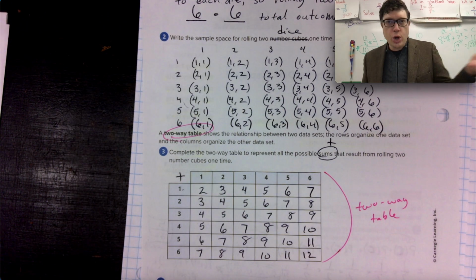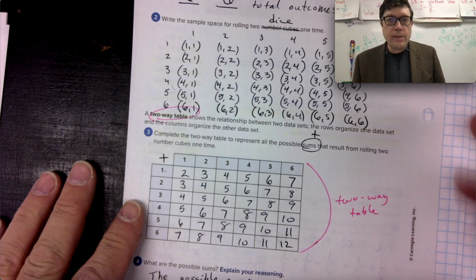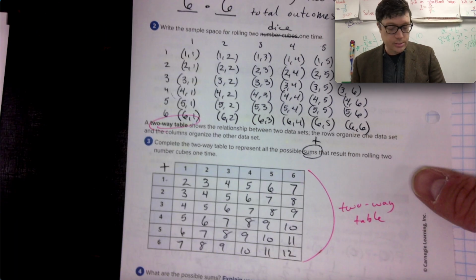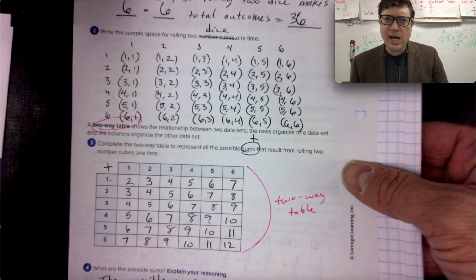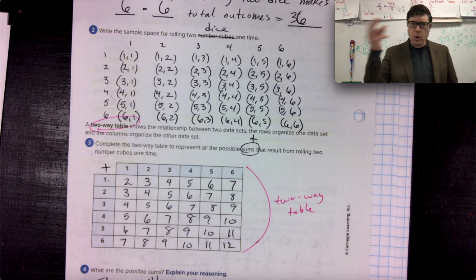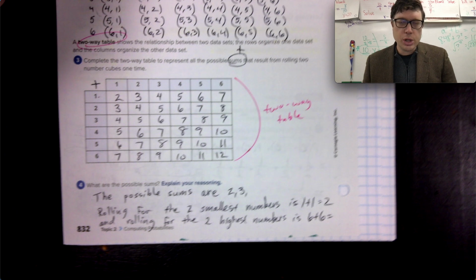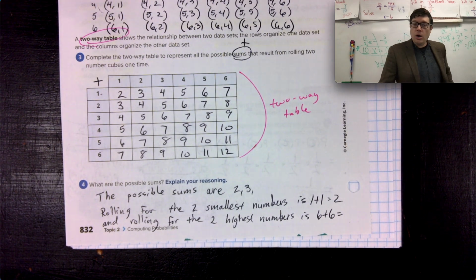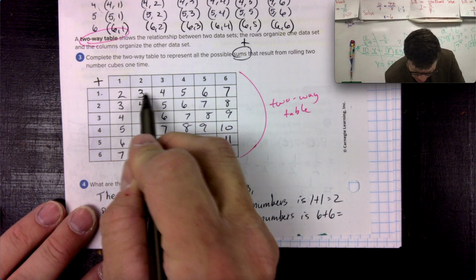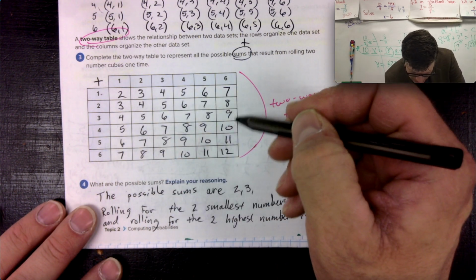Now that you know what that is, you're going to be able to create your own in science class, history class, whenever you have to organize or categorize numbers. It doesn't just happen in math class. When you have to do that, this is a good strategy to use. So what are the possible sums? A 2, a 3, a 4, a 5, a 6, a 7, an 8, a 9, a 10, 11, and a 12.